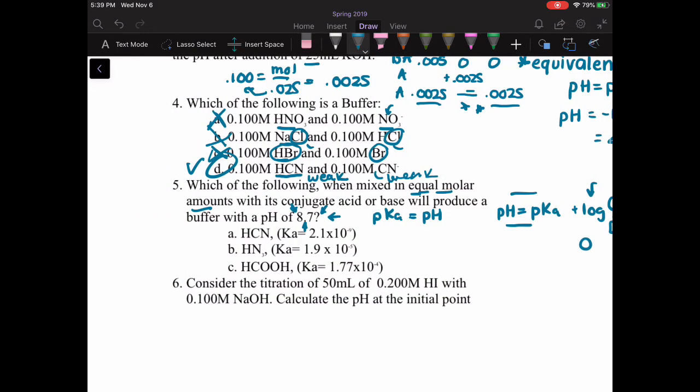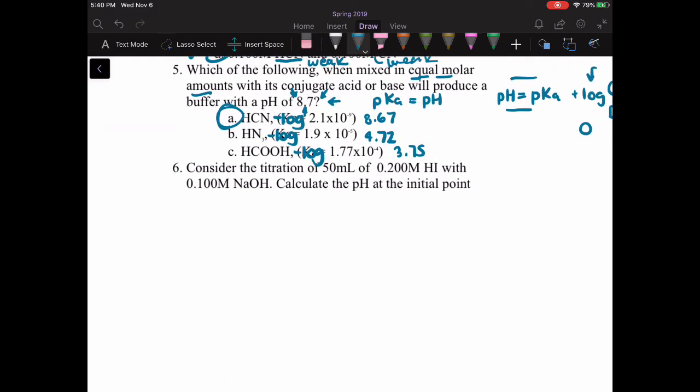So now you just want to take the negative logs of all these Ka. I'm going to take the negative log here, and here. And when I plug into my calculator, the closest I get is 8.67 here, and automatically I'd be like, oh yeah, it's probably A, but you still want to check your other answers. So 4.72 here and 3.75 here. So A would be my best buffer to maintain a pH of around 8.7.